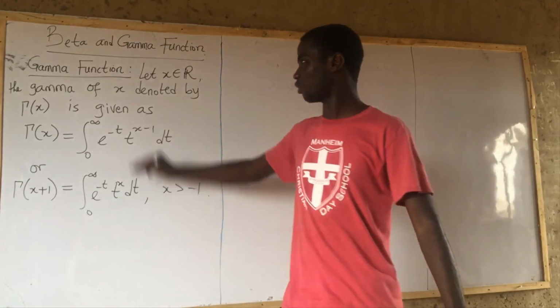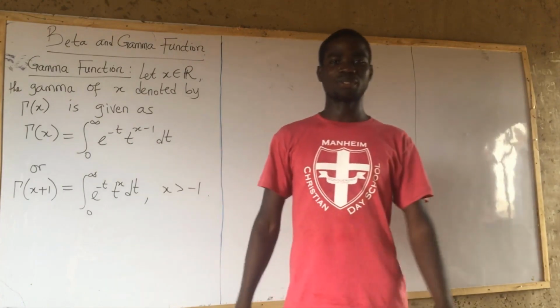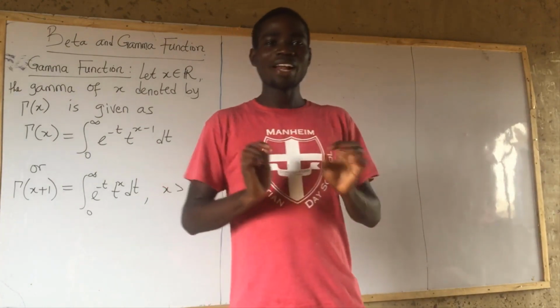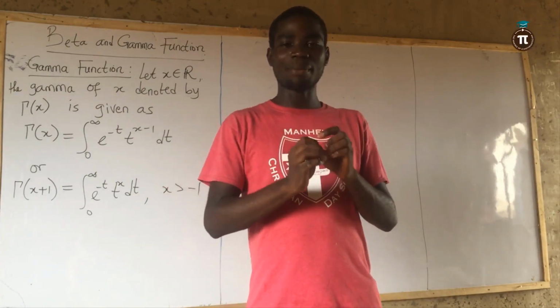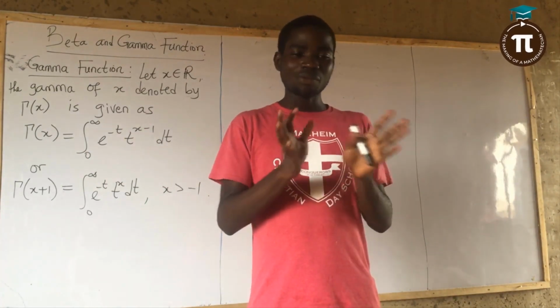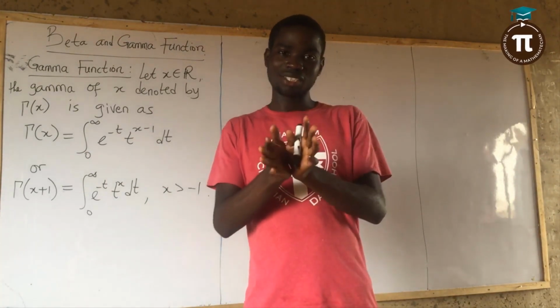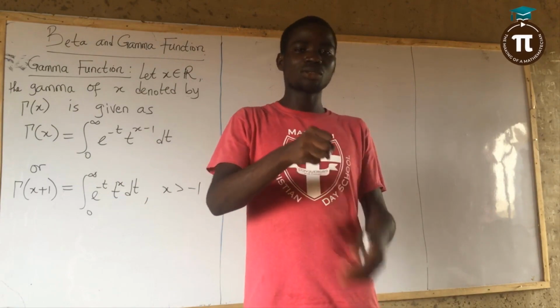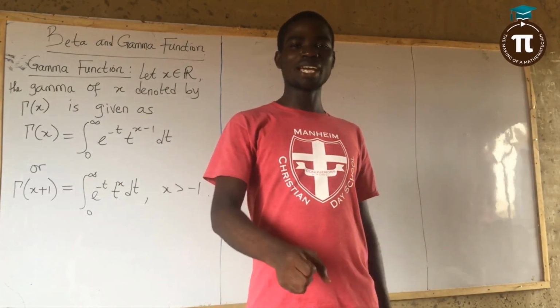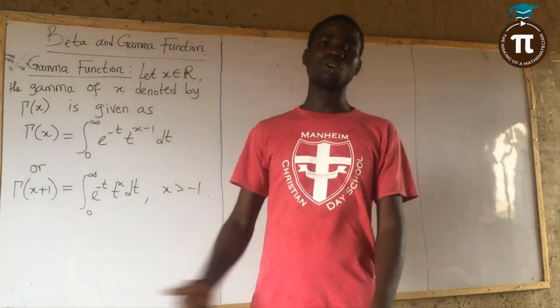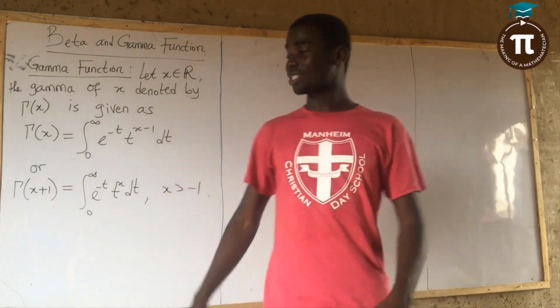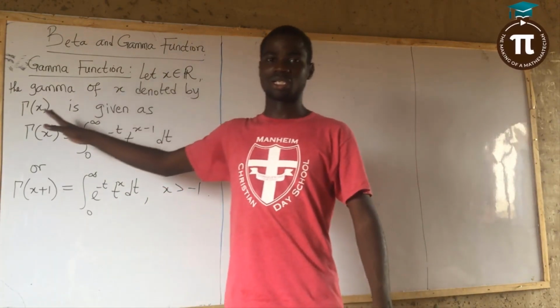We are going to be looking at beta and gamma function. We want to destroy beta and gamma function. And when we have spoiled it, we will now make a show of it openly. We want to make a shame of beta and gamma function openly. Now, I'll start with the gamma function.